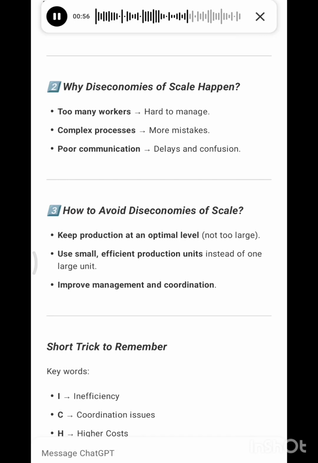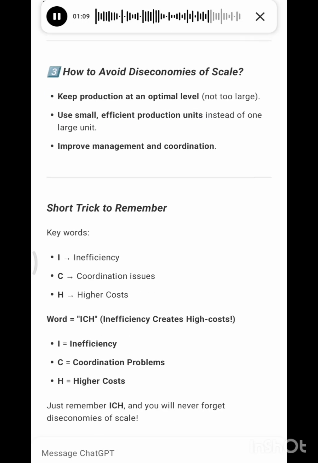3. How to avoid diseconomies of scale. Keep production at an optimal level, not too large. Use small efficient production units instead of one large unit. Improve management and coordination. Short trick to remember.